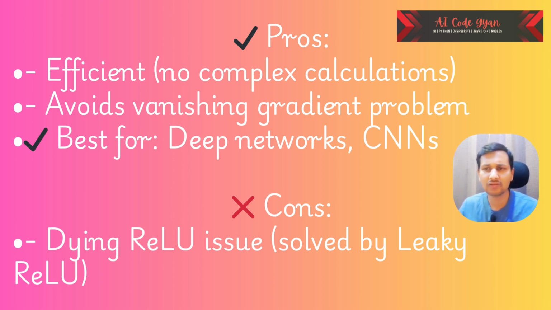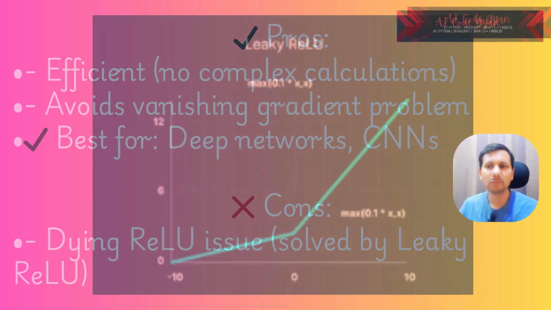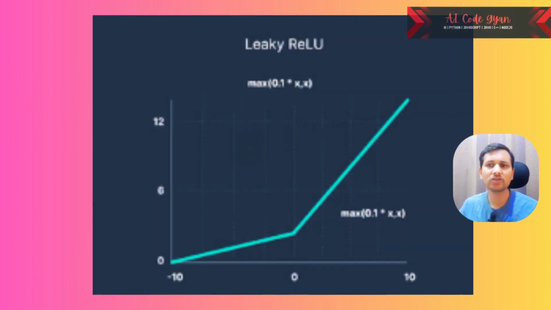Let us see how Leaky ReLU looks. You can see it has the equation max of (0.1 times x, x). So this is an improved function which makes sure that for input below 0 it will have some values rather than being completely 0.